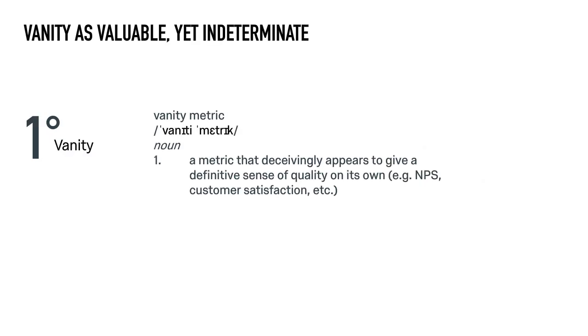And the first is vanity metrics. A vanity metric is a metric that deceivingly appears to give a definitive sense of quality all on its own. So I want to take this one slowly. The vast majority of metrics that we track on balanced scorecards are vanity metrics. So being a vanity metric isn't a bad thing. It just means that we need to have a deeper understanding of the business outcome of this metric type and understand drivers of these much more deeply. And typically, we need to know additional metrics in order to properly contextualize these metrics. So let's take NPS for one example.